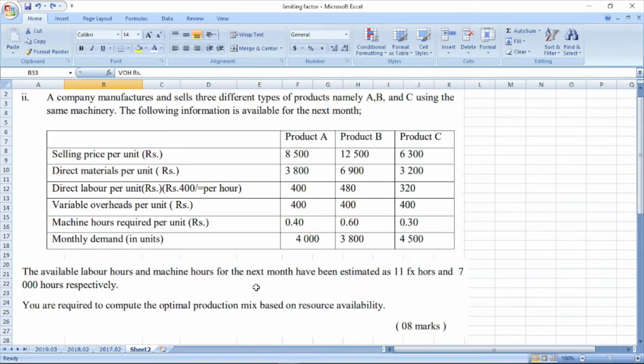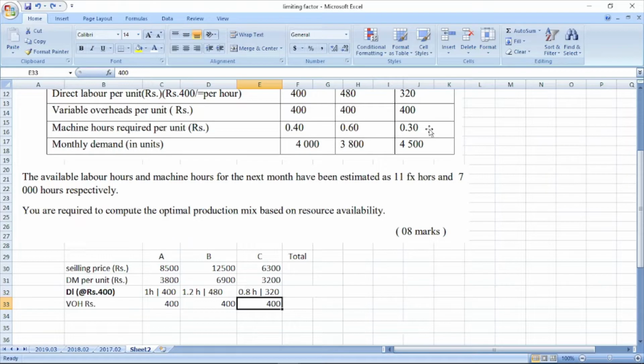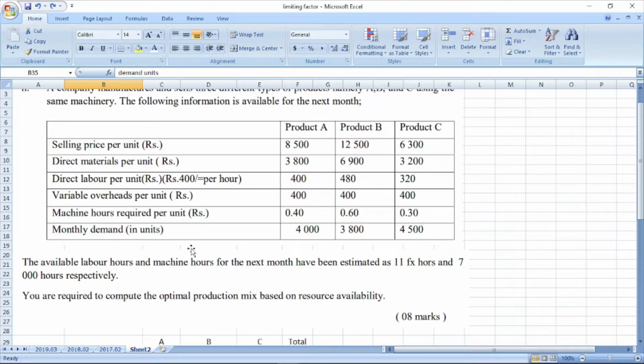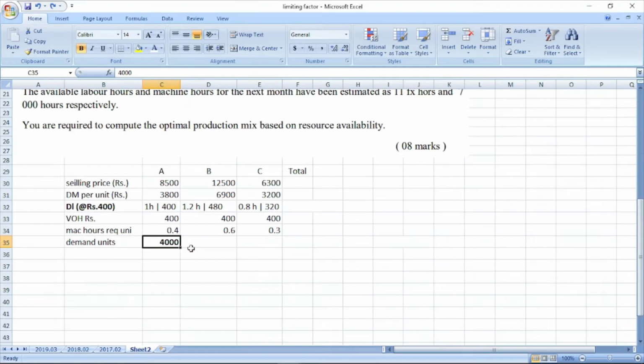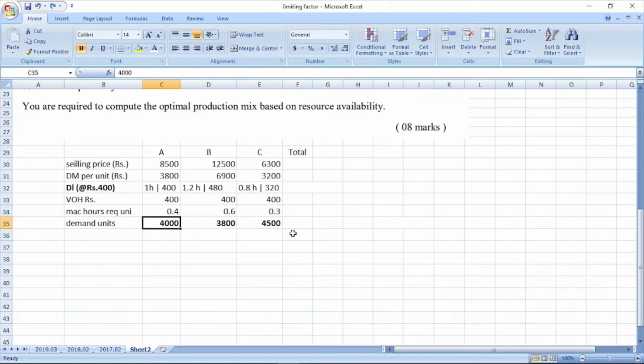Likewise, next they mention variable overhead, it is 400, the same for our products. And machine hours required per unit are 0.4, 0.6, 0.3, given in hours. Now the monthly demand in units: product A 4,000, B 3,800 and C 4,500. Copy that.